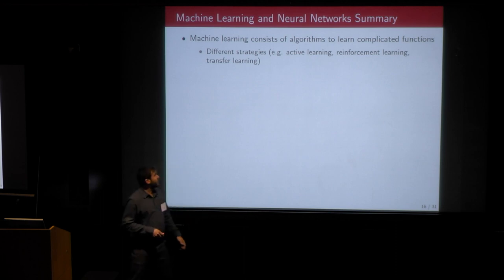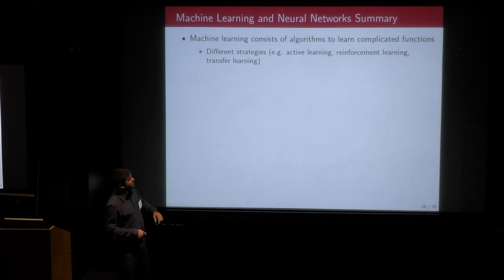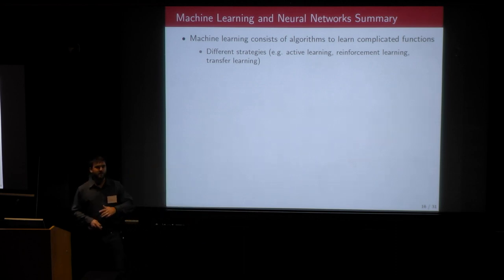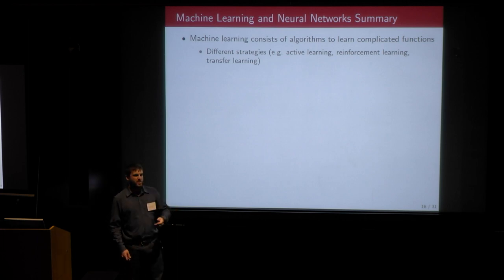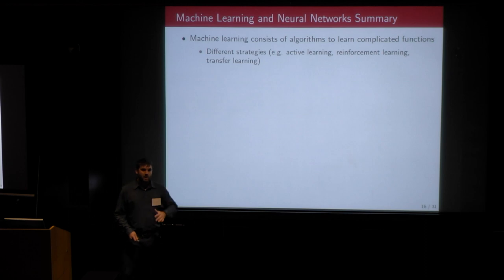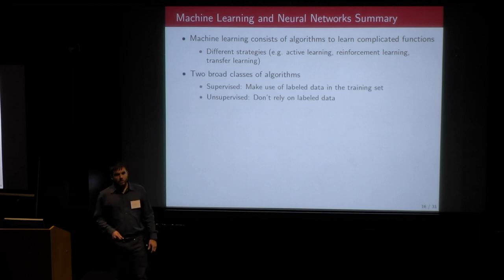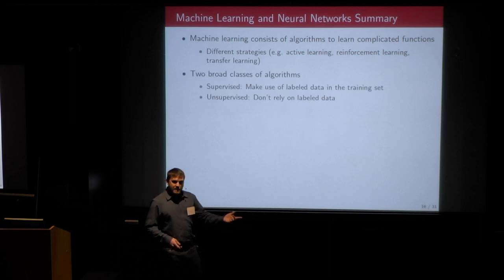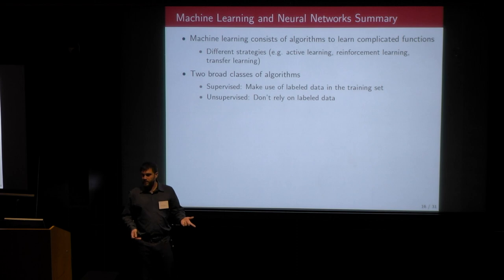Okay, so quick summary here. Machine learning consists of algorithms to learn complicated functions. There's different strategies for realizing this. I mentioned briefly active learning. There's also reinforcement learning. There's transfer learning, all sorts of different ways of applying these machine learning technologies to your particular case. There's two broad classes of algorithms, the supervised algorithms and the unsupervised algorithms.